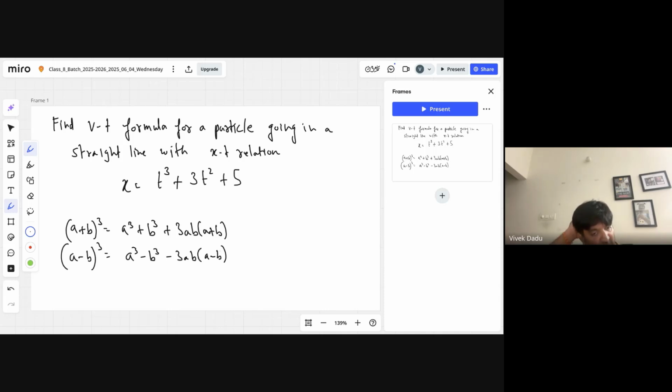Hey, Ishani, how did that 3 go inside? It's 3 into m plus delta whole square and 3 into m minus delta whole square. It won't go inside, Ishani. And there are other calculation mistakes as well. Ishani, are you listening?